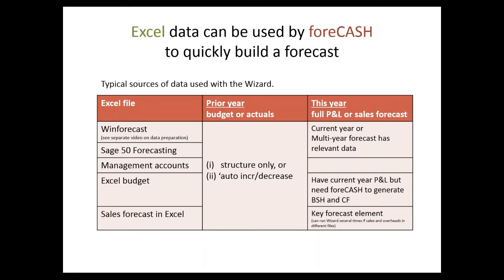This video describes how to use the Quick Setup wizard to migrate a forecast from Excel into foreCASH. To migrate from Winforecast, first carry out the steps shown in our separate video on how to prepare your data in an Excel format. Sage 50 Forecasting uses Excel as a reporting tool, and so its reports can be fed straight into foreCASH. Other typical sources could be an Excel management accounts file or a P&L forecast.